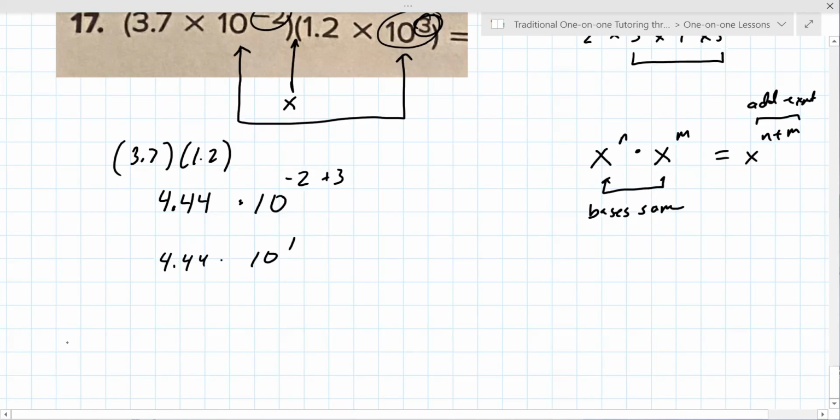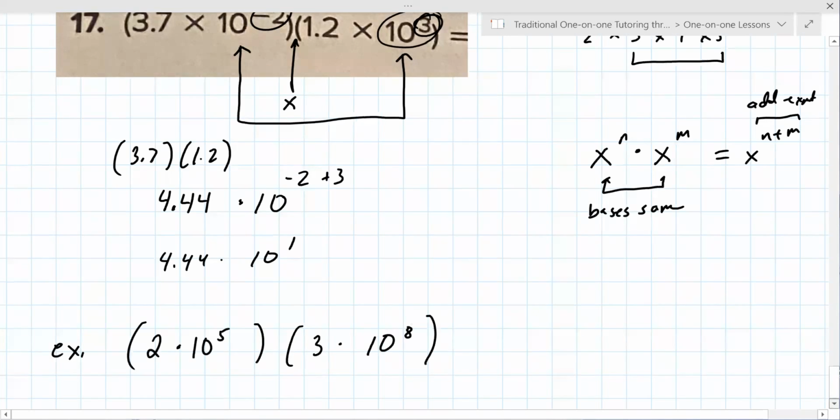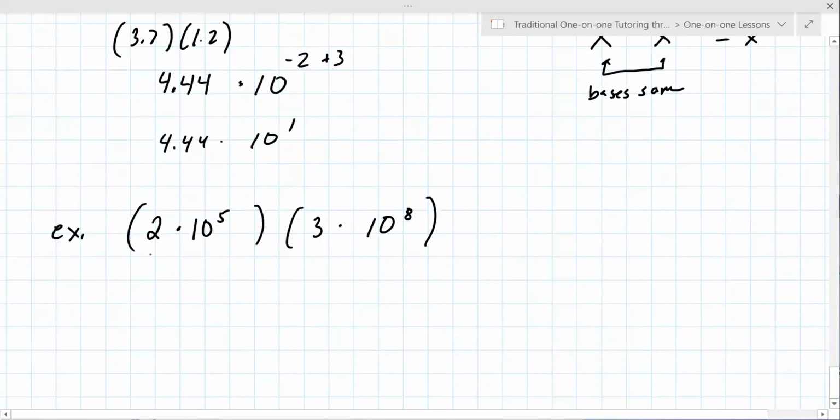Okay, we're gonna do another example here. 2 times 10 to the 5th, 3 times 10 to the 8th. All right, I'm gonna solve that. Yes, and again, you're multiplying the first and the third, then the second and the fourth.